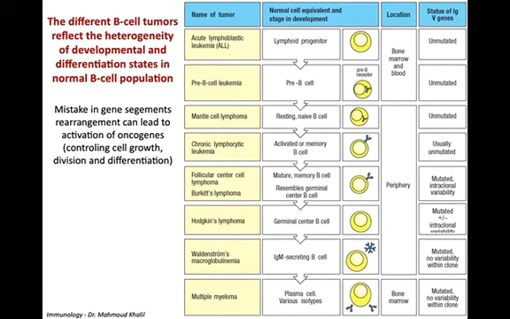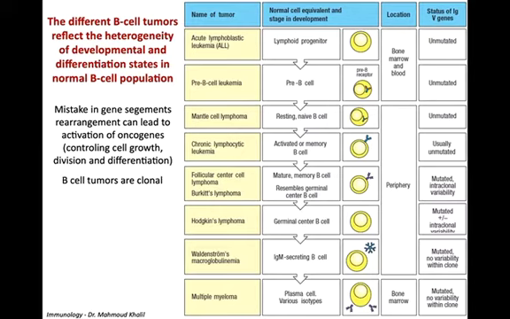So why does this occur? Because the tumor can arise from mistakes in the gene segment rearrangement, and this can lead to activation of some of the proto-oncogenes into oncogenes. They found that these types of oncogenes will affect the rate of cell growth, the rate of division, and the rate of differentiation, and will eventually lead to progressive proliferation of the particular type of cell, leading to cancer.